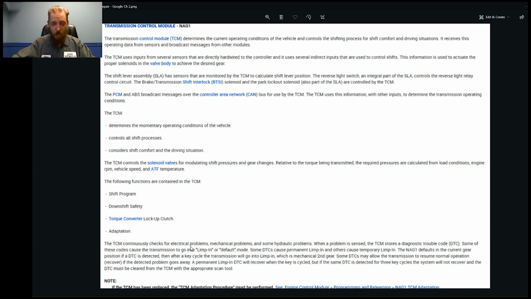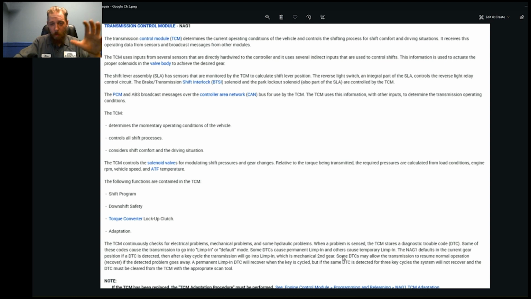TCM continuously checks for electrical problems, mechanical problems, and some hydraulic problems. All right, when a problem is sensed, TCM stores a DTC. Some of these codes cause the transmission to go into limp-in or default mode. Once again, we're not super concerned about this at this point because we're not cranking, let alone starting, let alone driving. I don't care about a limp-in mode at this point.